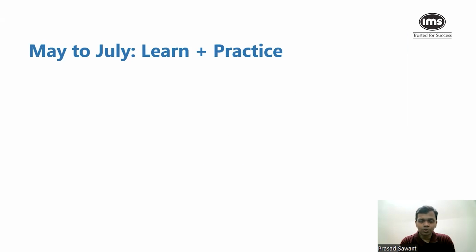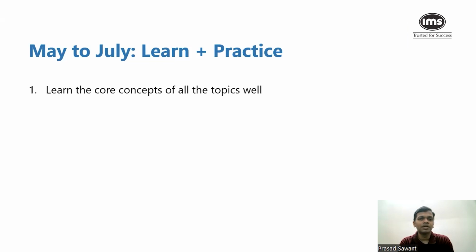Now, the way we are going to do this is to divide our 6 months into 3 different brackets. May to July is when you do a lot of learning and practicing. You could be a classroom student, live student, online student, or a self-learning program kind of student. No matter what program you have enrolled for and the way in which you are preparing, you have to focus on building conceptual clarity in these 3 months. So learn the core concepts of all the topics very well. Don't be selective at this point of time.